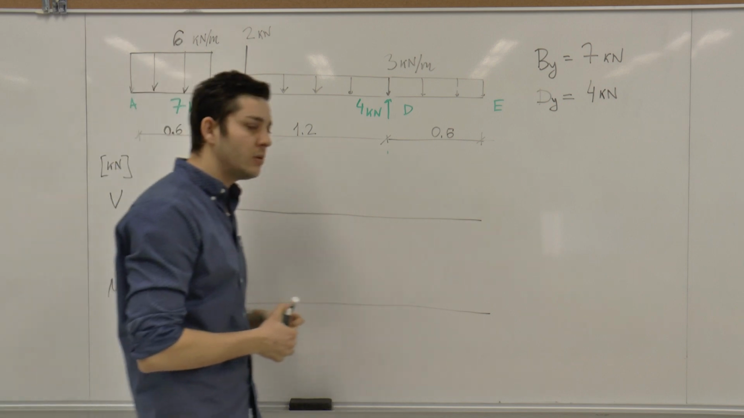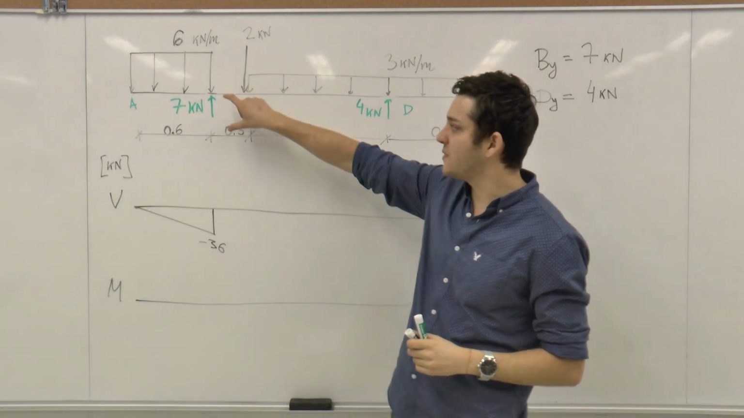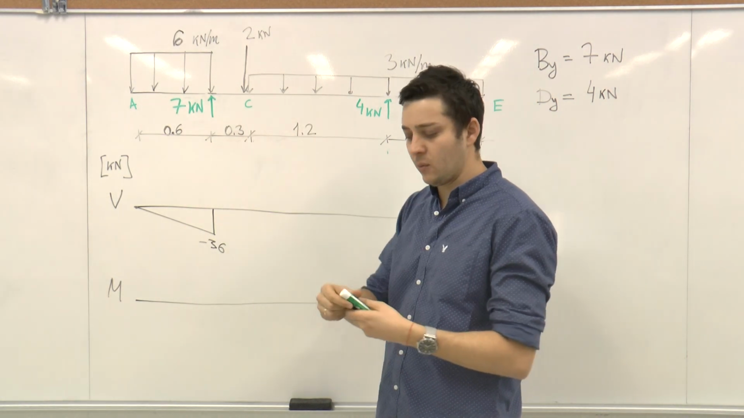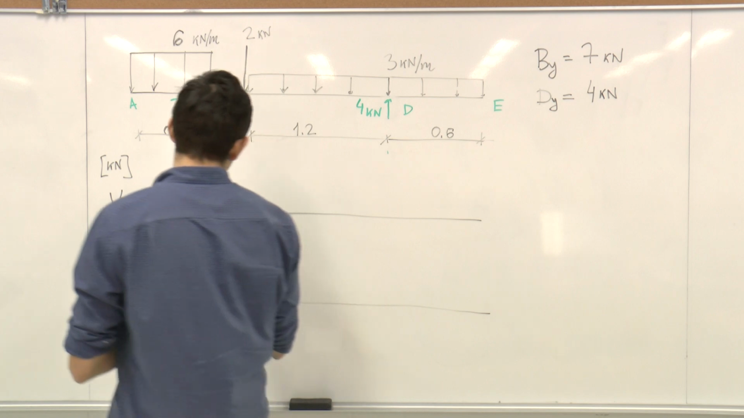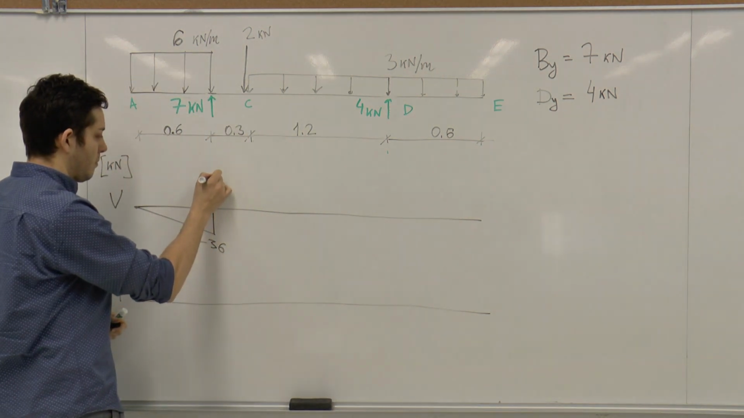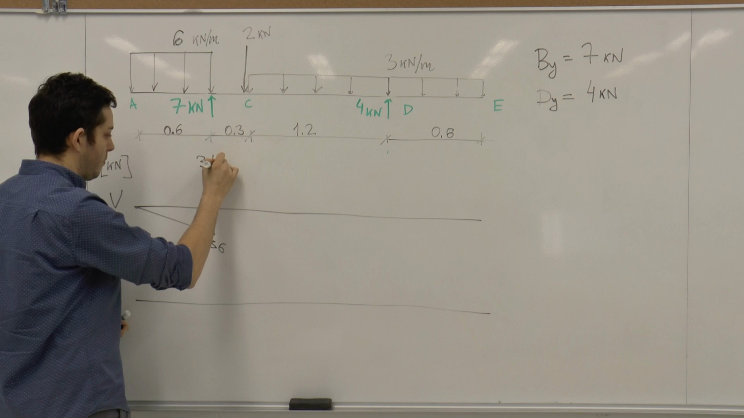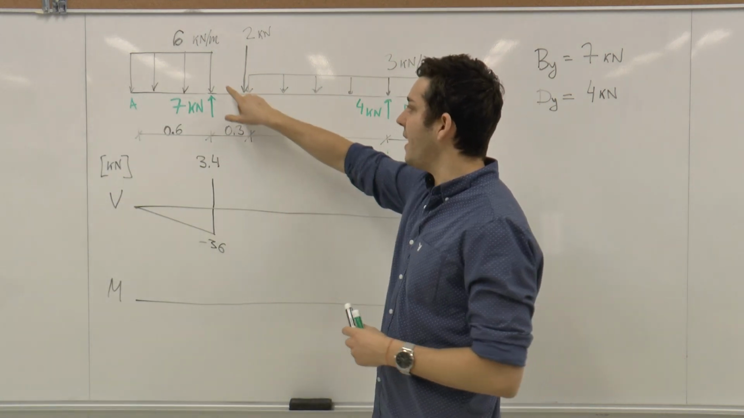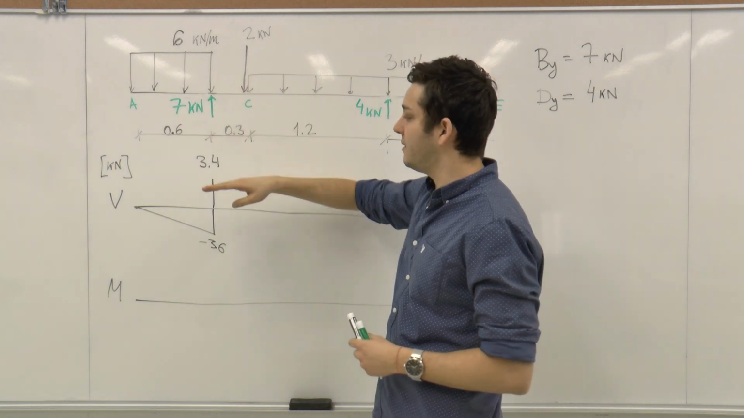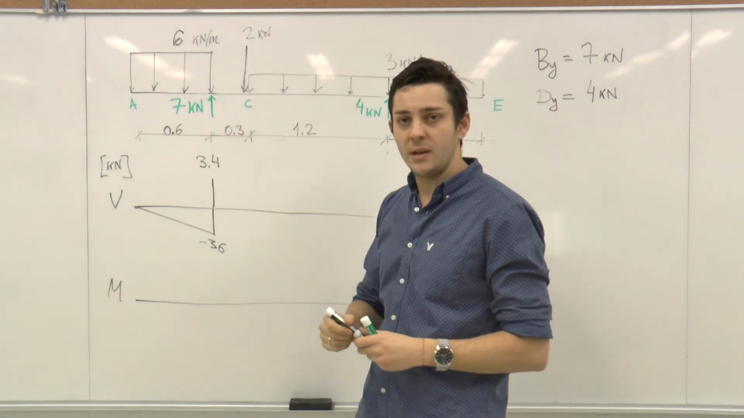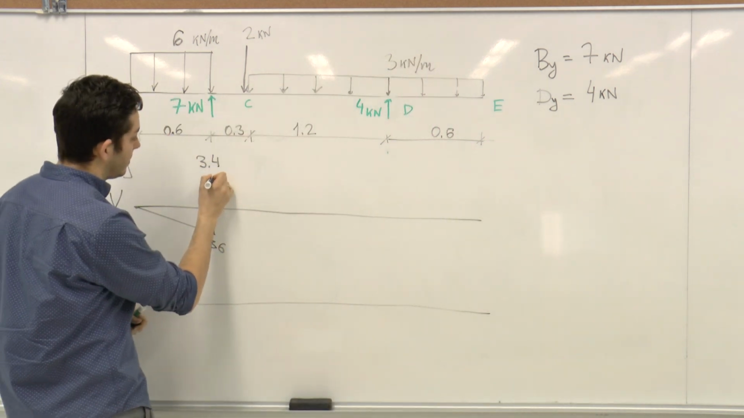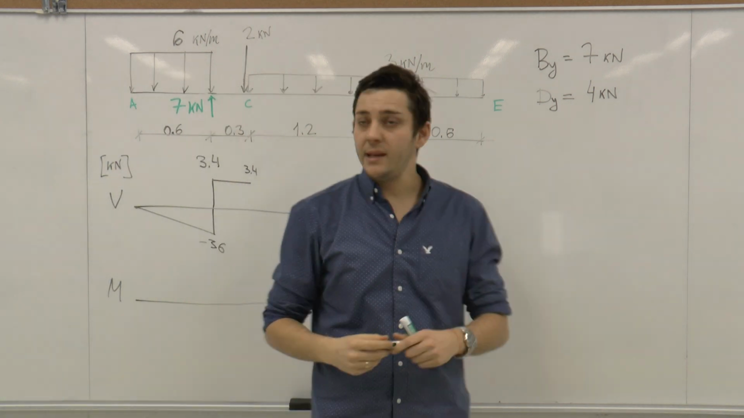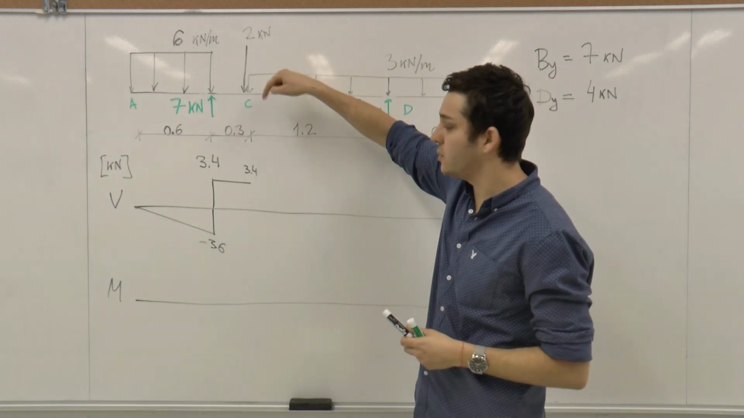Great. At point B, we have a concentrated load of 7 kilonewtons, which means that we have a jump of 7 kilonewtons, and the direction is up. Minus 3.6 means that we will have 3.4 positive. Great. Next step. From point B to point C, we have no forces. It means that the shear force stays constant, 3.4. At point C, we have a jump of 2 kilonewtons down.